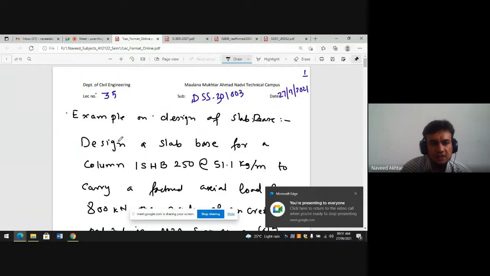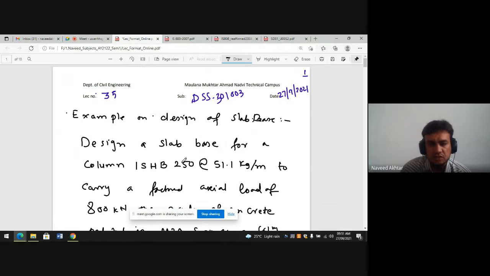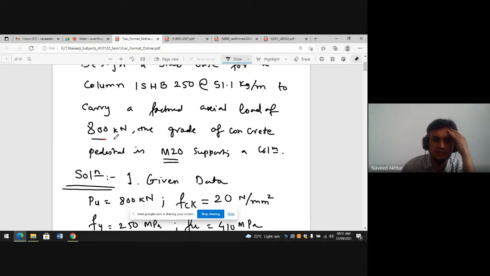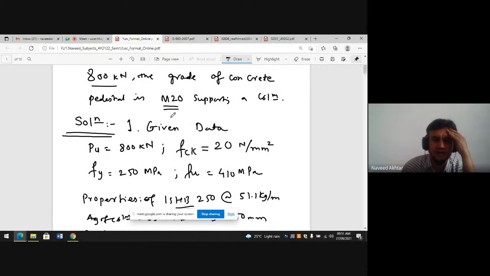So this example we have solved today on lecture number 5 to 835. This example is on design of slab base. Design of slab base for a column ISHB 250 at 51.1 kg per meter to carry a factored axial load of 800 kilonewton. The grade of concrete is M20.